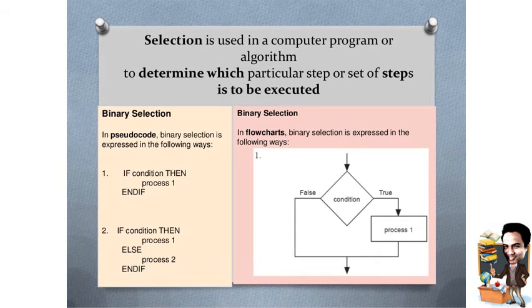Selection is used in a computer program or algorithm to determine which particular step or set of steps is to be executed. For example, binary selection is expressed in the following ways. Condition 1 is either false or true. If it is true, it will go to process 1.